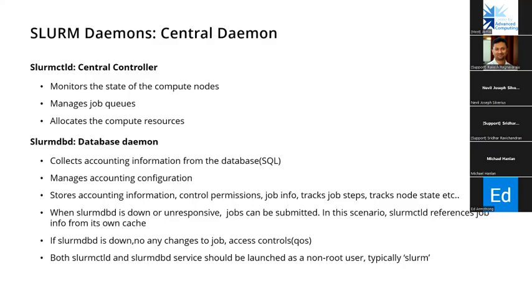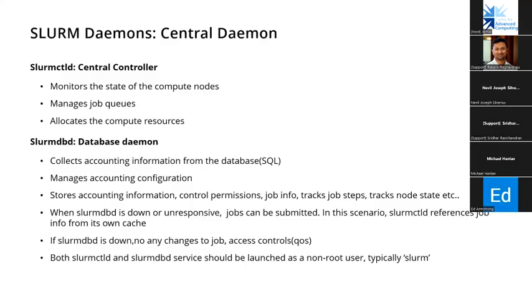slurmdbd is mostly used to collect accounting information from a database. When you call sacct or sacctmgr, it goes through slurmdbd, as I mentioned, to retrieve information from the database for the end user. It also maintains accounting information, how much usage a user or a group made during a particular time frame. It also handles control permissions, in the sense of which user can access which nodes or partitions, and it keeps track of all the job steps, and so on and so forth.